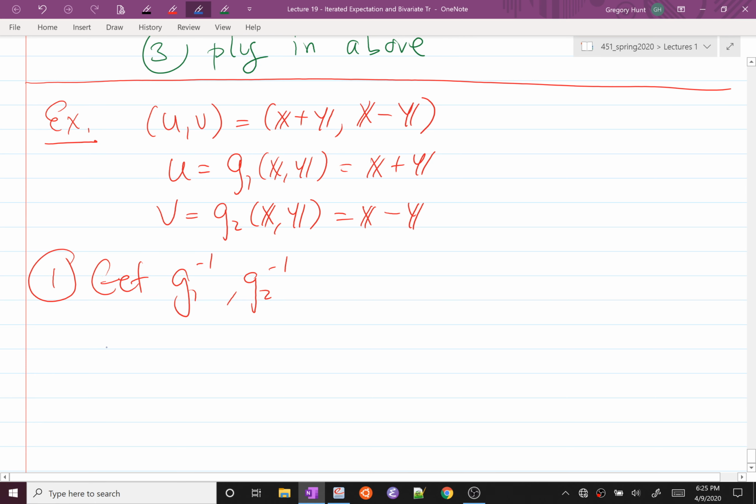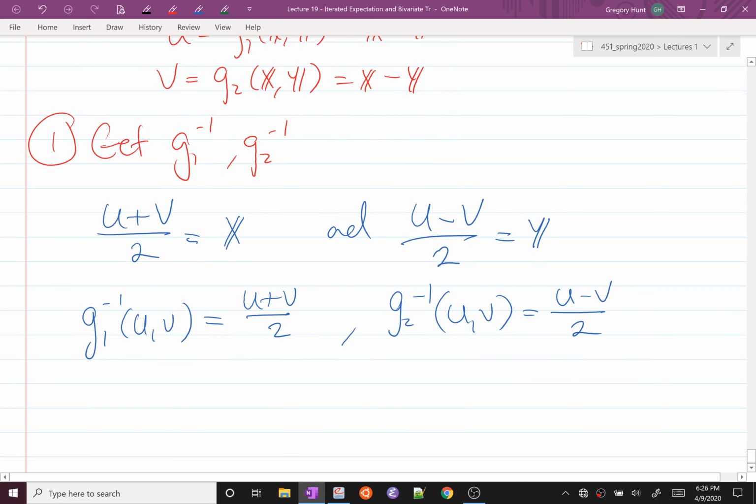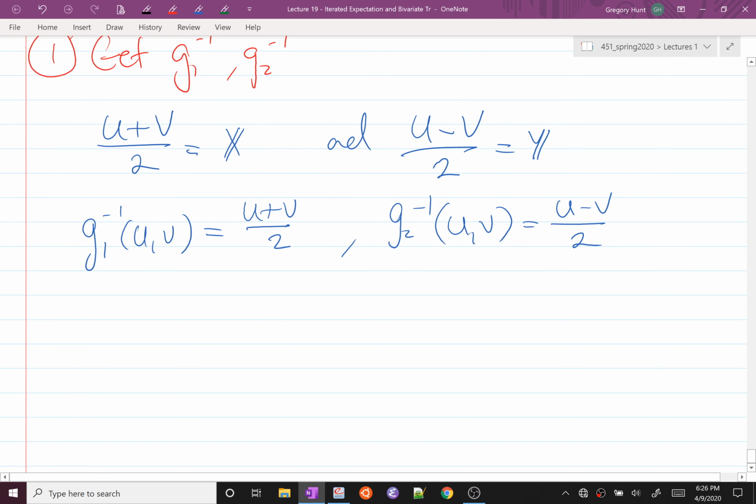So notice that if I take u plus v and divide by 2, I'm going to get x. And if I look at u minus v over 2, that will give me y. So basically I've solved for x and y in terms of u and v. So g1 inverse of uv, the function that gives me x, is just u plus v over 2. And g2 inverse, the function that gives me y from u and v, is u minus v over 2.